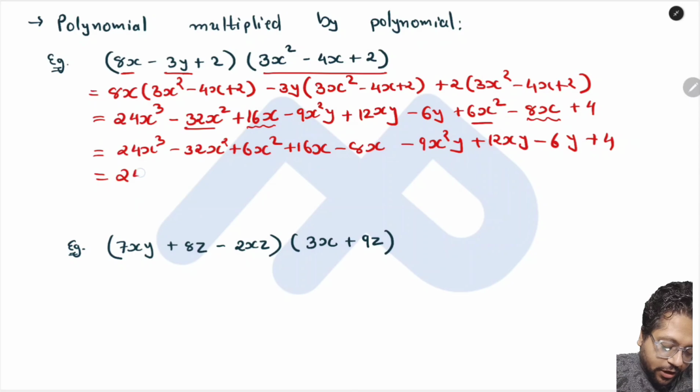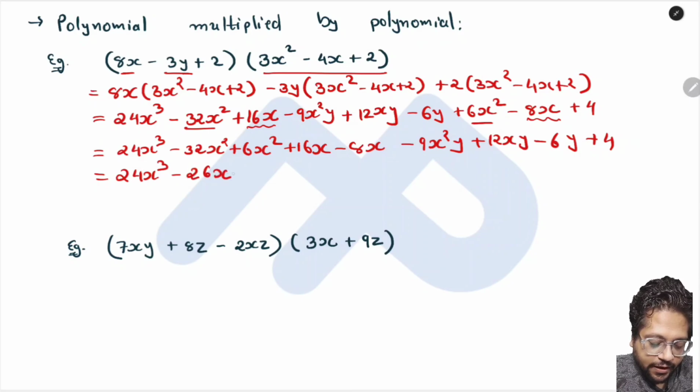So this 24x cube will remain as it is, and minus 32x square plus 6x square, that is minus 26x square. Then 16x minus 8x is positive 8x, and the other four terms will remain as they are.